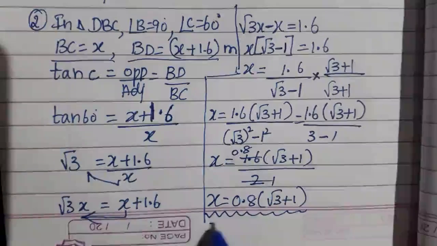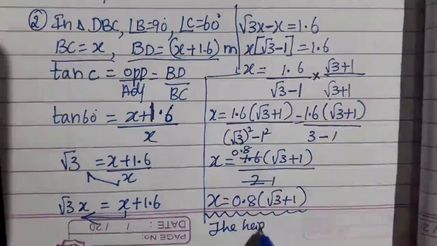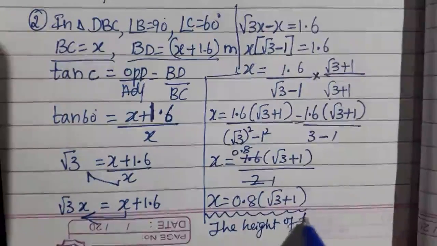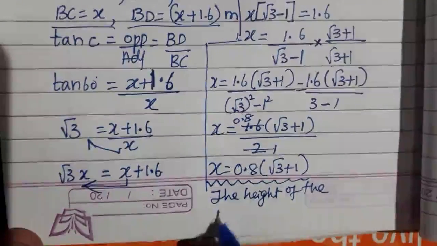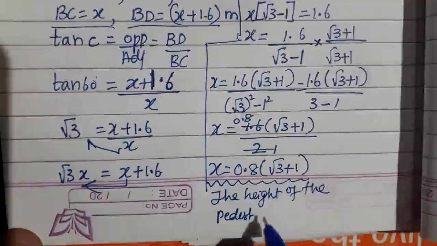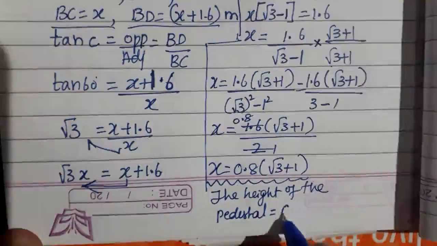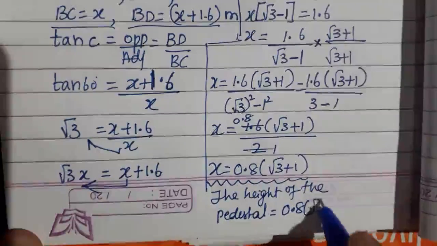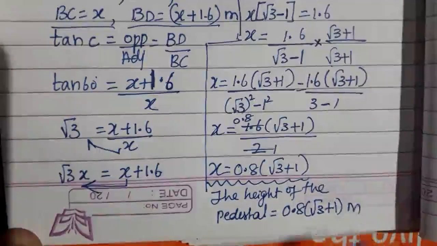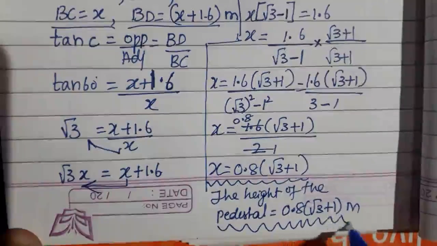So what is the height of the pedestal? The height of the pedestal is equal to 0.8 into root 3 plus 1 meters. There is no need to solve root 3.